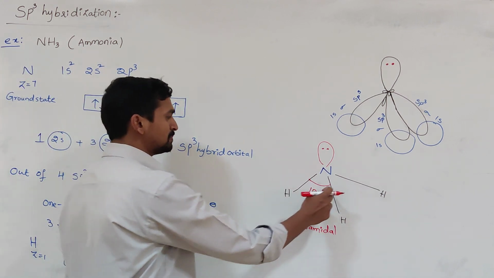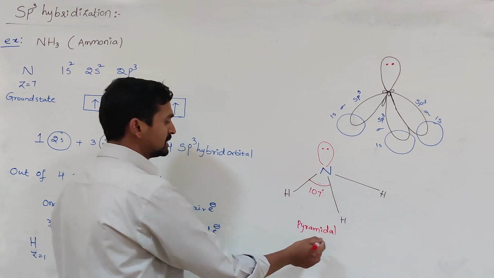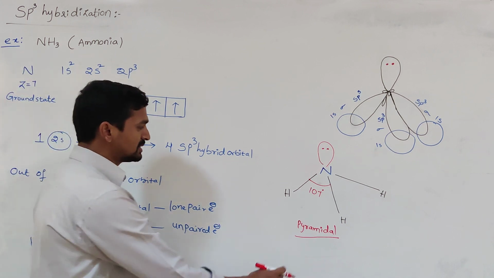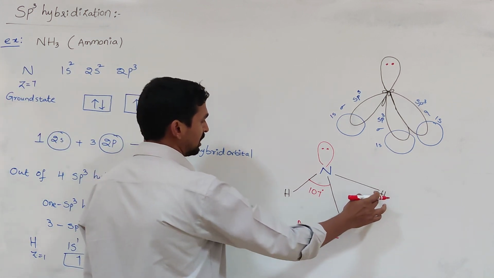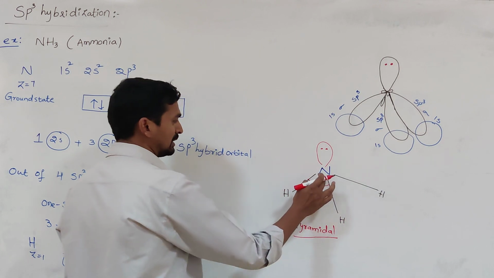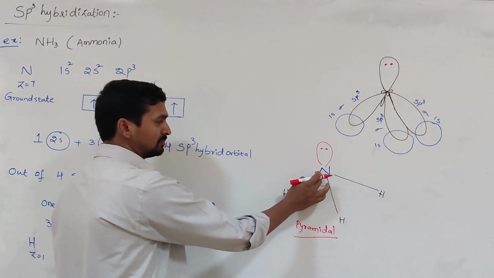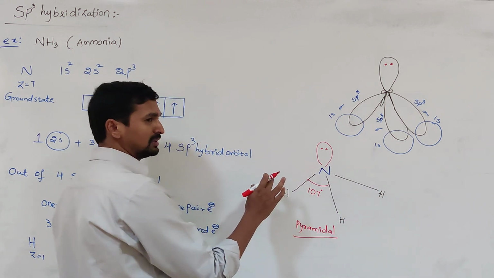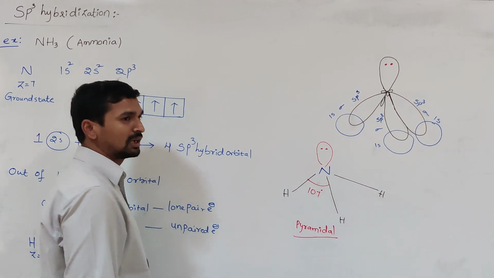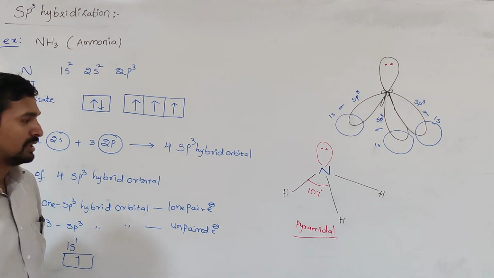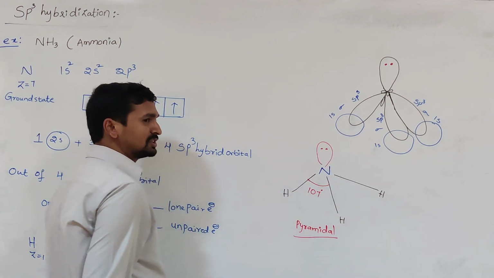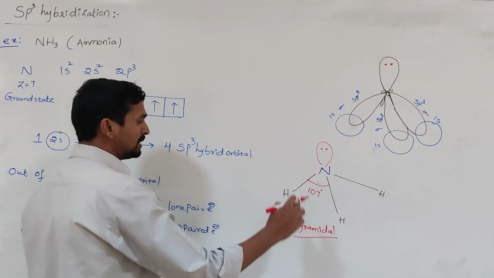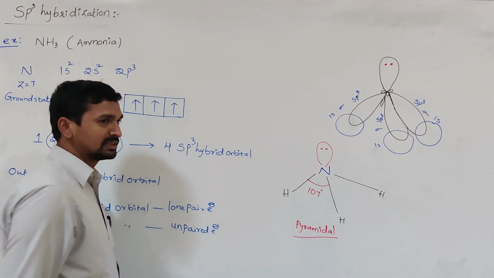When we see only the bond pairs of electrons, they are presented in a pyramidal shape. In the pyramidal shape, the three hydrogen atoms form the base, and the nitrogen atom is present at the center of the pyramid, and the lone pair of electrons is present at the apex of the pyramid. So like that, we get the distorted geometry. The geometry of the ammonia molecule is pyramidal, and the bond angle is 107 degrees.